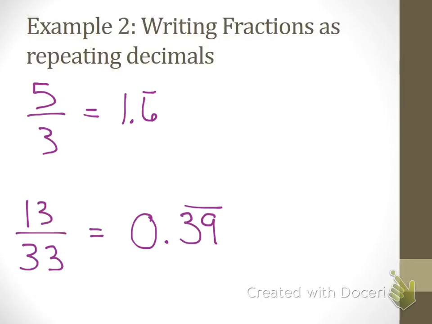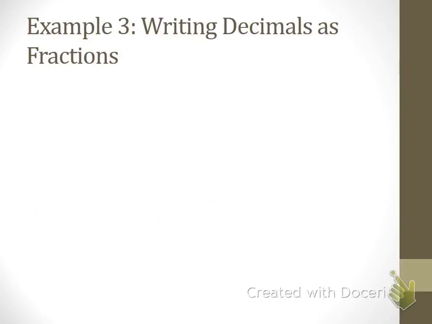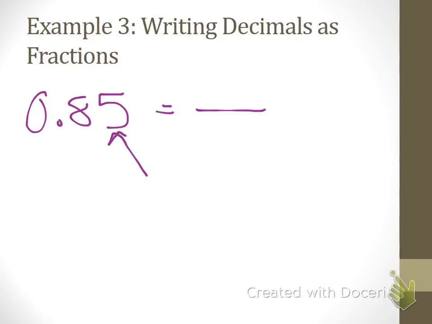All right, in example 3, now we're going the other way from a decimal to a fraction. So the first step is to figure out what number is going to go in my denominator. The way I figure that out is I look at the last digit in the decimal. What place is the last digit in? Not tenths, hundredths place. So since it's in the hundredths place, 100 goes in my denominator. Then the number itself, 85 hundredths, goes in the numerator.